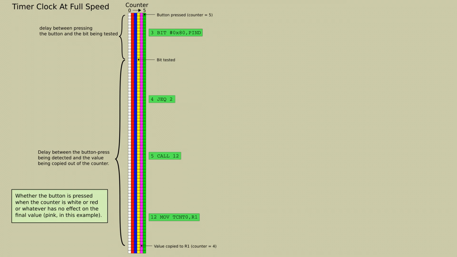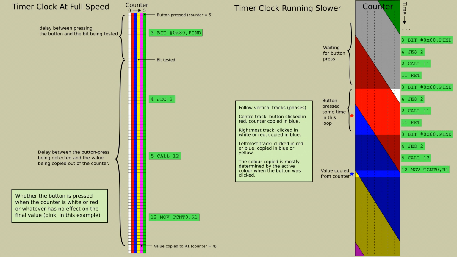It's a bit like how filming a propeller can make it look like it's not moving. Ideally, the counter values shouldn't change between when the button's pressed and when the counter's read. 3 ArdEx instructions are about 30 microseconds. Dividing the clock by 1024 means each counter step takes 64 microseconds. This means the counter won't change more than once between pressing the button and reading the counter.